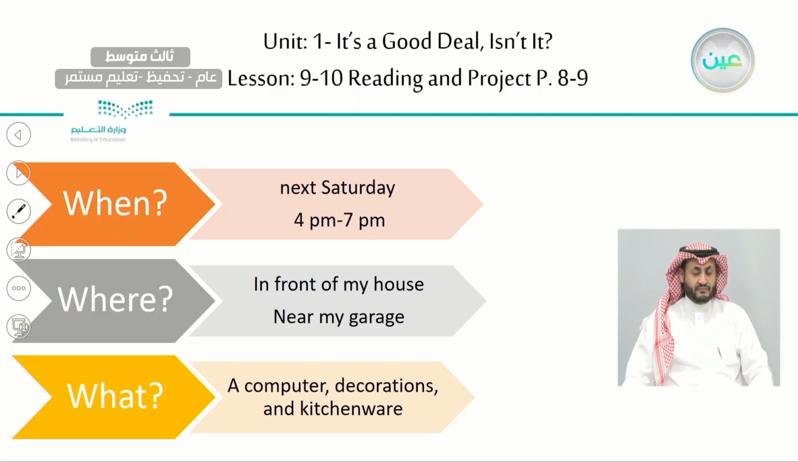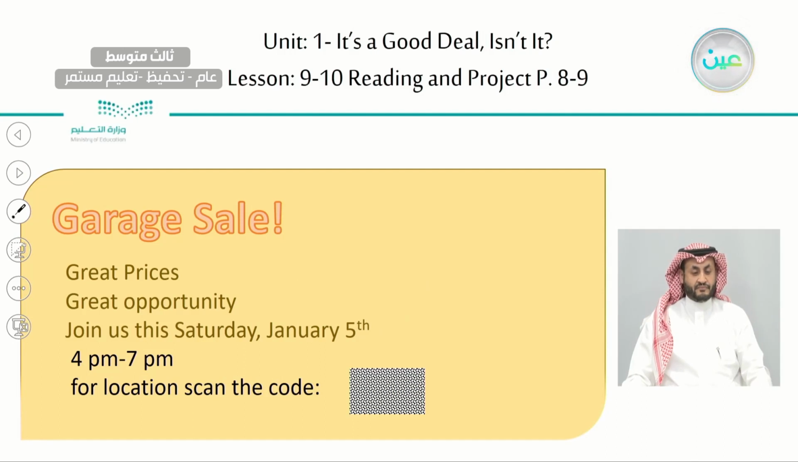So when I said I'm gonna, I thought about next Saturday from 4 to 7 p.m. This is the time. Okay, where? In front of my house, near my garage. This is the location. This is where I will hold my garage sale. You have to write down notes so you can prepare your announcement. What are you going to sell? I'm going to sell a computer, decorations, and kitchenware. These are the things I'm going to sell in my garage sale. Think about other things with your friend, with your group. Discuss it. Try to write down your information so you can form at the end this announcement.